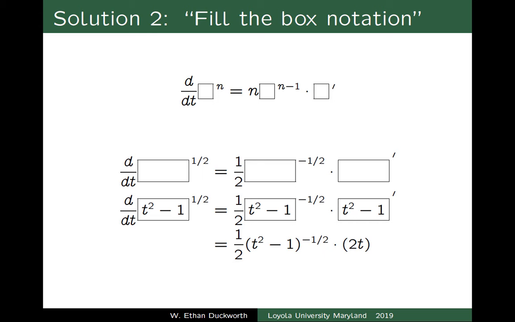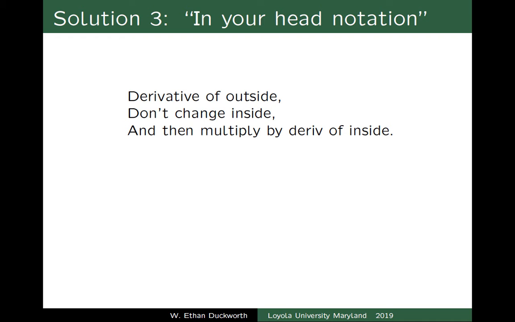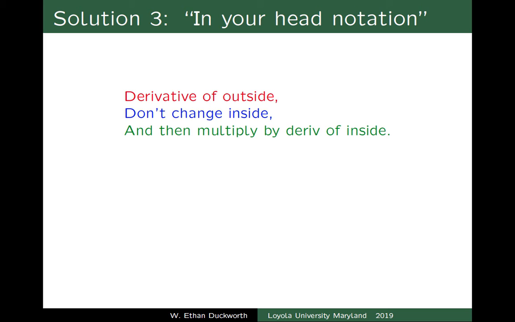Okay, let me do it one more time with in your head notation. By that I mean that I will just kind of say the right thing at the right time to take the derivative of each part. So this is the derivative of the outside. Don't change the inside. And then multiply by the derivative of the inside. And I'm going to color code the parts of these formulas according to these steps. So I'm going to make the derivative of the outside red, the part that's inside that doesn't change blue, and then the derivative of the inside that we multiply by in green.